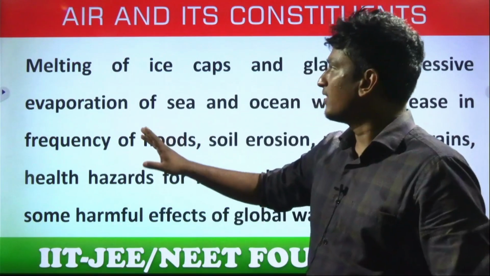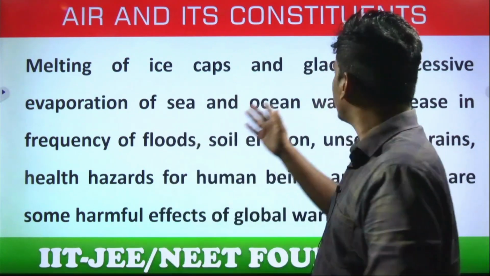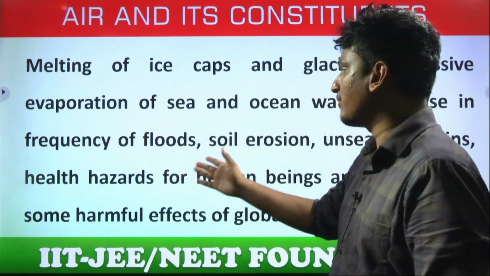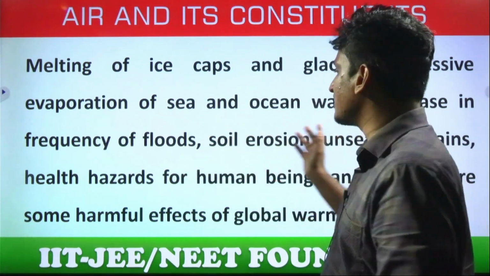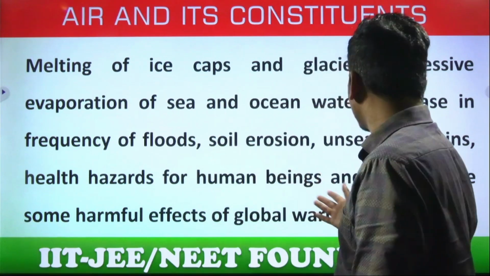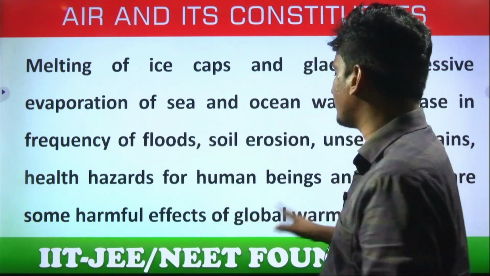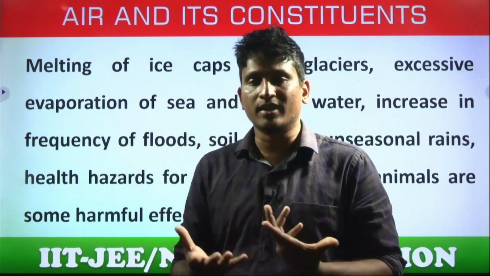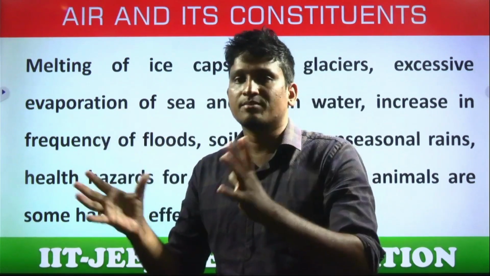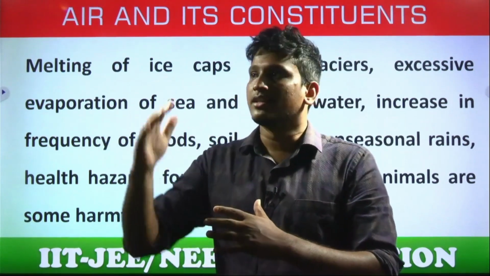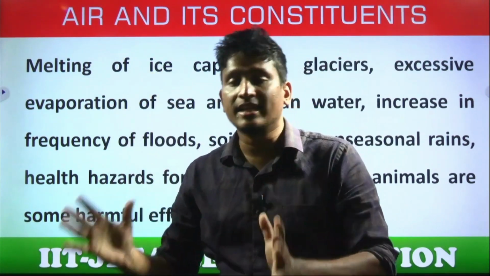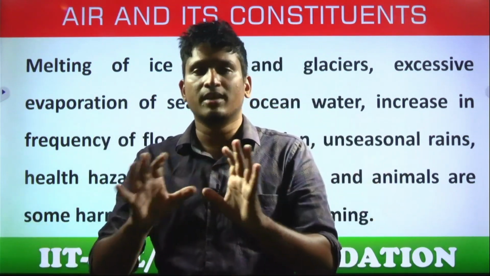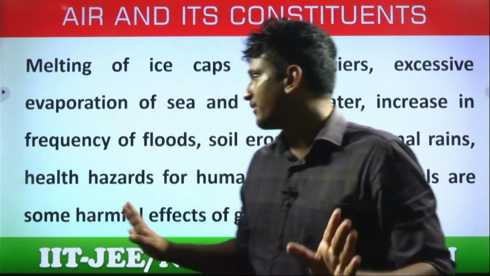Melting of ice caps and glaciers, excessive evaporation in sea and ocean water, increased frequency of floods, soil erosion, unseasonable rains, and health hazards for human beings and animals are some harmful effects of global warming. Because of the temperature rise, the polar ice caps will melt. That increases the sea level, yes or no? That can cause devastating effects to our environmental conditions. Weather patterns will change, everything will be gone.